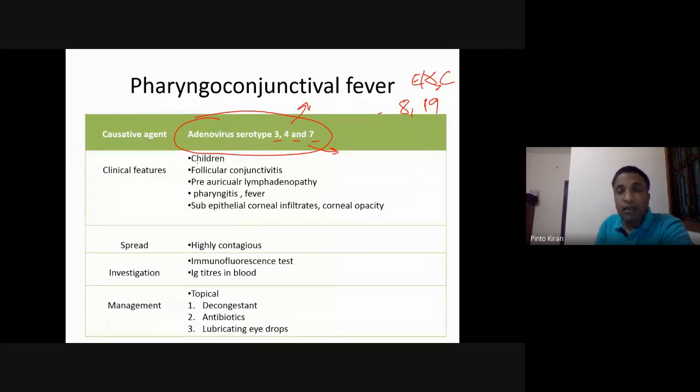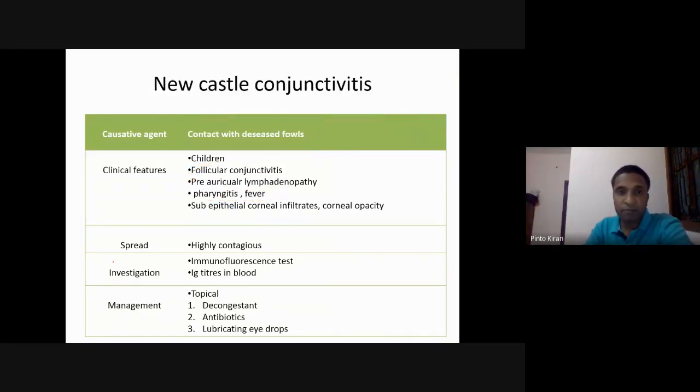Again, this is very common. How do you differentiate? It's more common in children, but epidemic keratoconjunctivitis is common in all the age groups, irrespective of age group; it can occur in the whole spectrum of age groups. But this is more common in children. Again, these are the same, but you'll see pharyngitis and a fever. That is very important. Pharyngitis. Fever is also seen in epidemic keratoconjunctivitis, but you have to remember pharyngitis. Again, the corneal involvement is almost similar. The treatment protocol is the same.